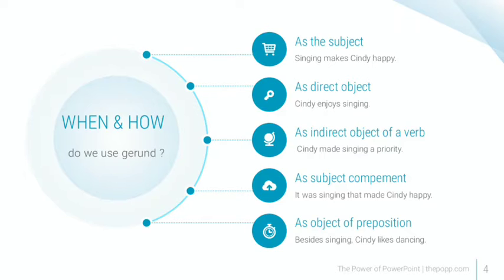And next, gerunds can be the indirect object of a verb. Because a gerund is a noun, it can be an indirect object. For example, Cindy made singing a priority. Here, singing is a noun following the verb made. Priority is the direct object of the sentence. Singing is a noun acting as an indirect object in the sentence.